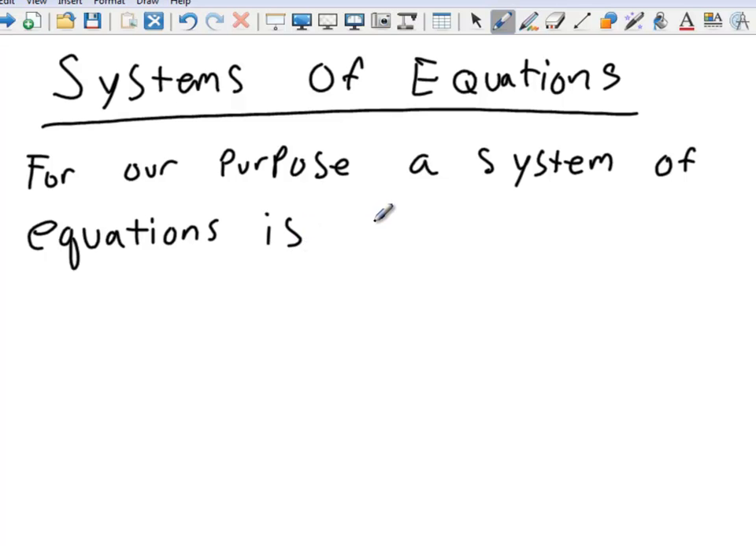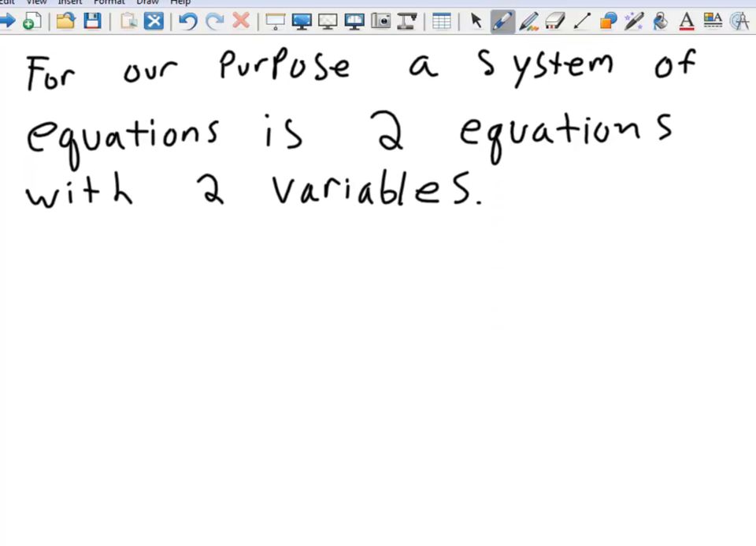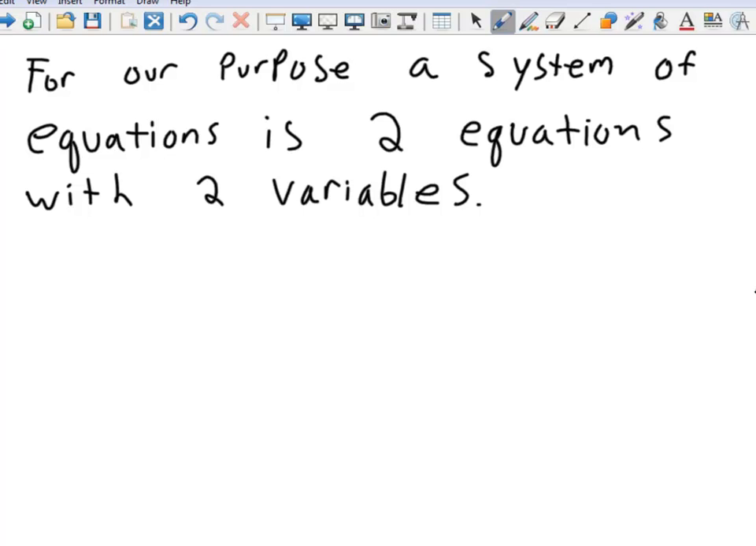Systems of equations. So this video will serve as an introduction to systems of equations. Basically, a system of equations is two equations with two variables. You'll have an x and a y as your two variables, and you'll have two equations with x's and y's in them. Now we want to find a point where those two equations connect, where they intersect. One point that will work in both of those equations.